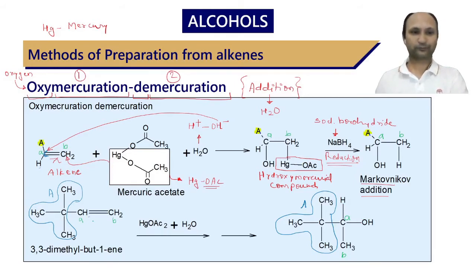Okay, so here I would like all of you to draw this hydroxymercurial compound for our reactant, that is 3,3-dimethyl-but-1-ene, and this intermediate rather, will react with sodium borohydride in order to give us this alcohol. Okay, so you can see that this alcohol is having an OH group at carbon number A and this H at carbon number B. This will come handy when we will see the next reaction.